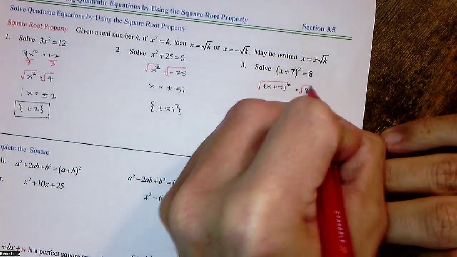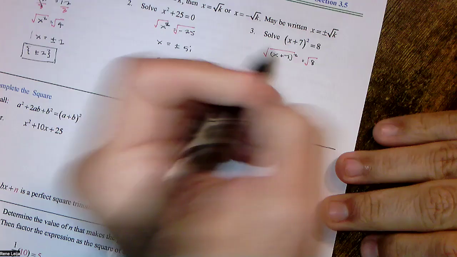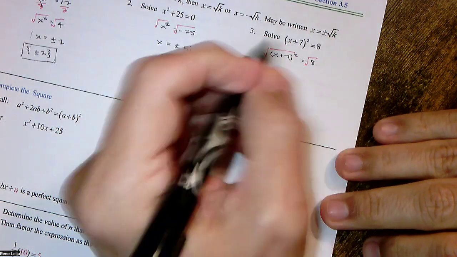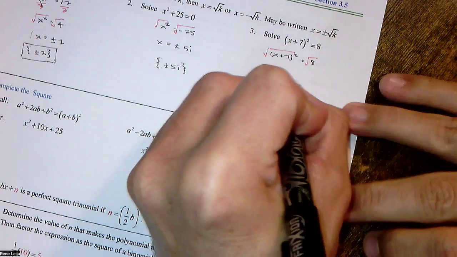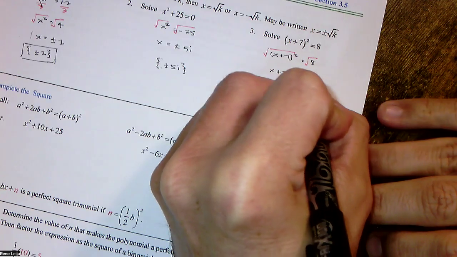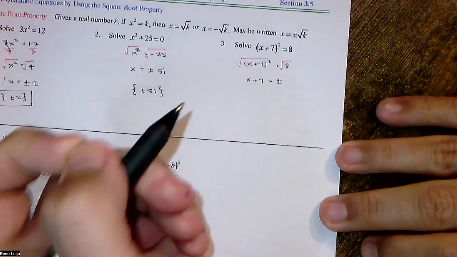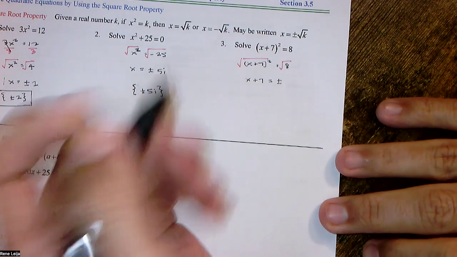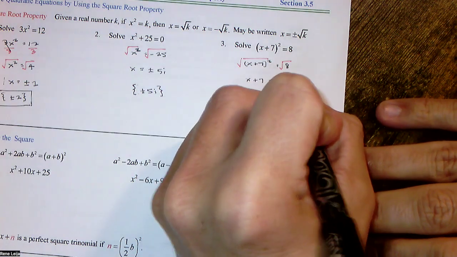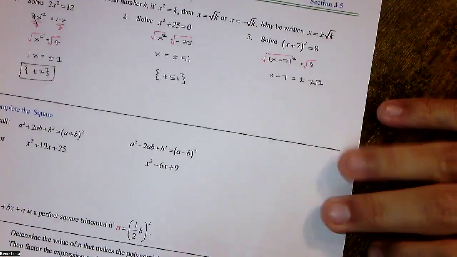So we can take the square root of both sides. On the left side, the square root and the square knock each other out. So we're left with x plus 7 equals, don't forget your plus and minus. And then how do we break apart the 8? Well, that would be 4 times 2. So the 4 comes out as a 2, and the other 2 has to stay inside. So that's 2 root 2.